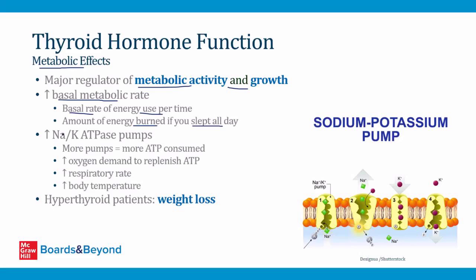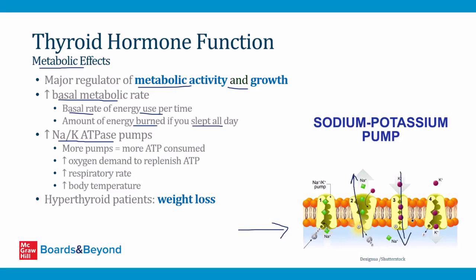And the way that thyroid hormone increases the basal metabolic rate is by increasing the number of sodium-potassium ATPase pumps found in the cells throughout the body. This is a drawing of what a sodium-potassium pump looks like. It's a pump found in the cell membrane of lots of cells in our bodies, and it brings sodium out of the cell and potassium into the cell.